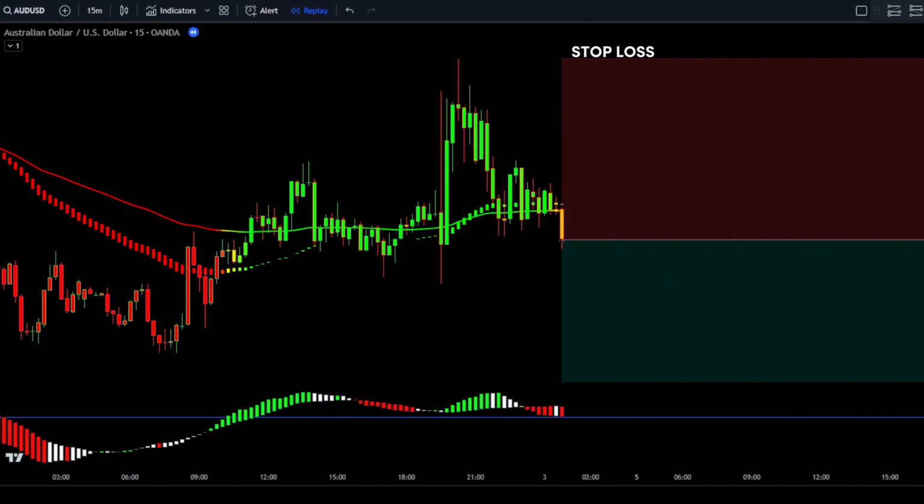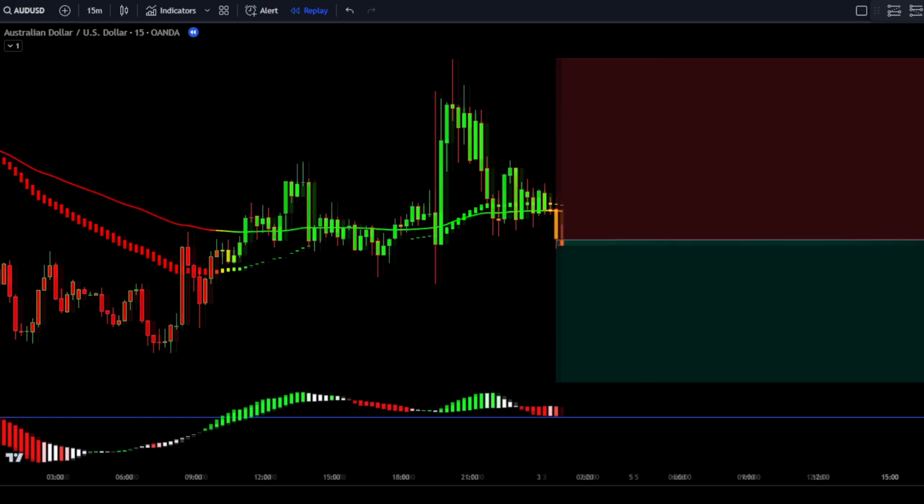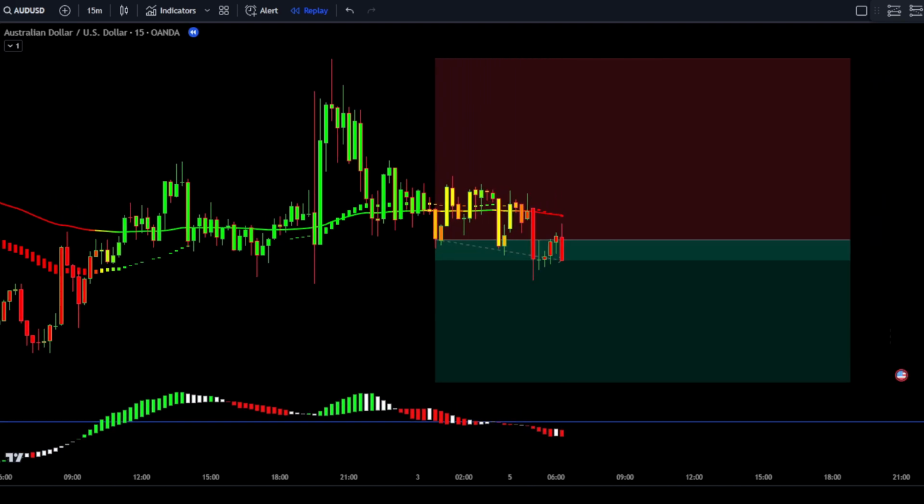Set your stop loss at the most recent swing high. Use a take-profit target with a risk-to-reward ratio of 1 to 1.5.